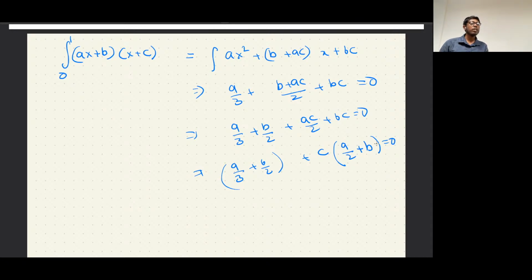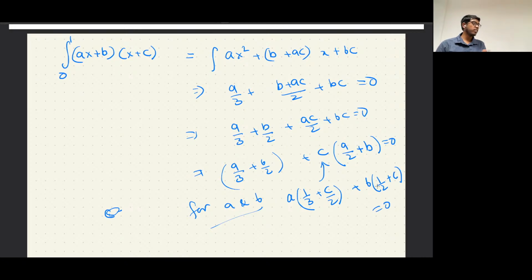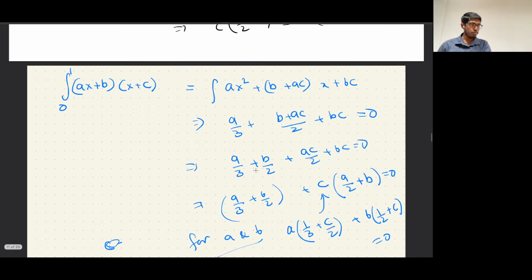But now you see that c is given, and a and b are what you need to choose. So I need to solve this equation for a and b. This is one equation and two unknowns, because a and b both are unknowns, and of course you can get infinitely many solutions. That's not difficult, because the coefficient of a is 1/3 + c/2 and the coefficient of b is 1/2 + c, and this is equal to 0. This is just a linear equation in a and b, which has infinitely many solutions. So this is the correct option.